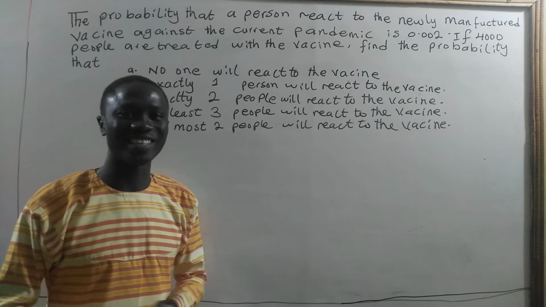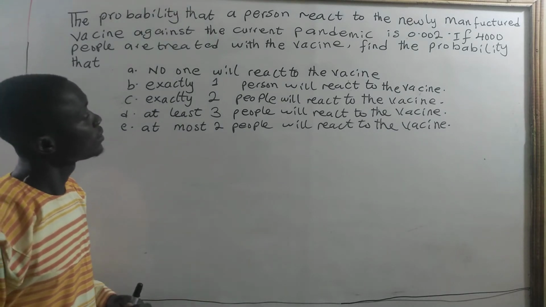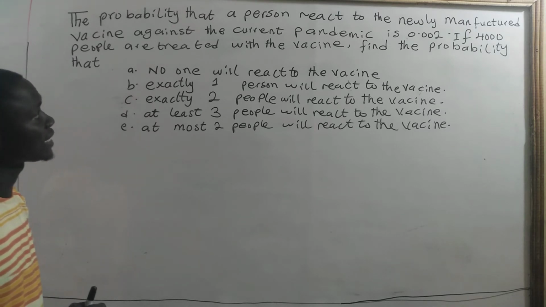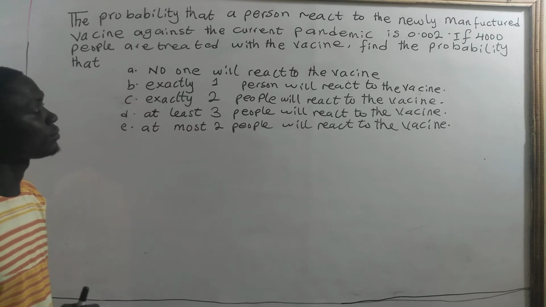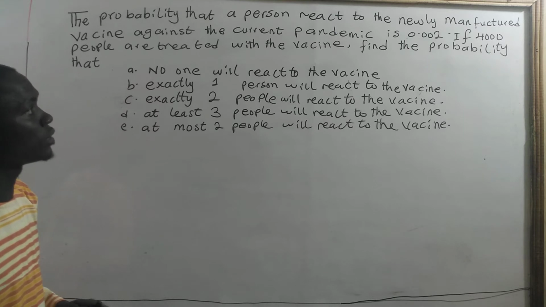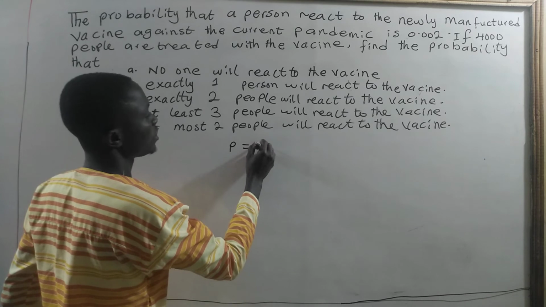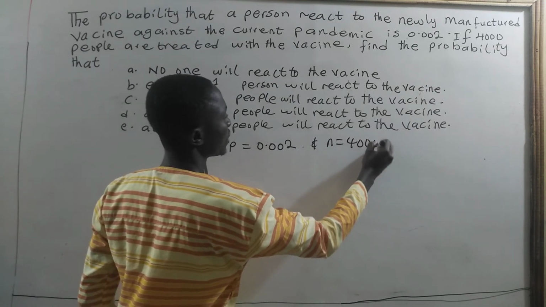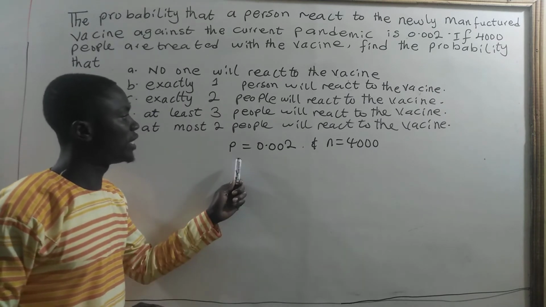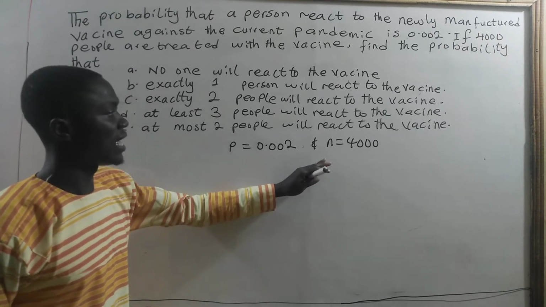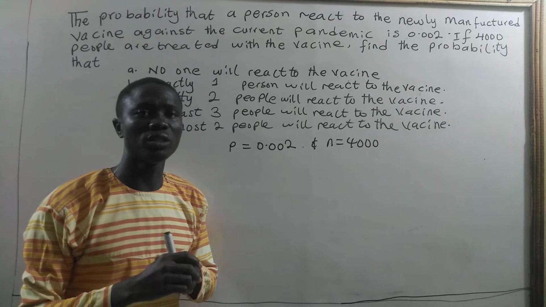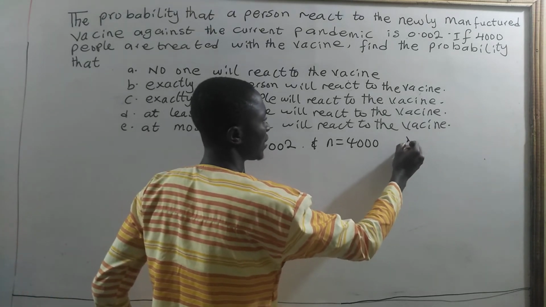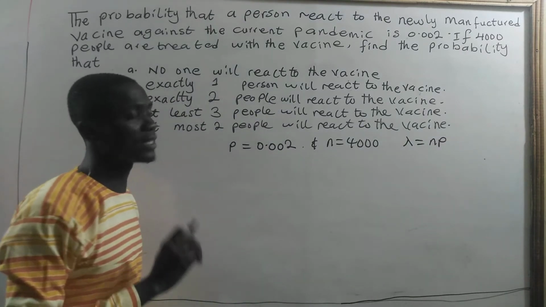Now let's look at how to solve the question in detail, Harriet. For this question, the probability that a person reacts to the newly manufactured vaccine against the current pandemic is 0.002. This is a binomial distribution with P equal to 0.002 and N equal to 4,000. Since P is very small and N is large, you use the Poisson distribution to approximate the binomial distribution. So we are going to use the Poisson distribution with lambda equal to NP.